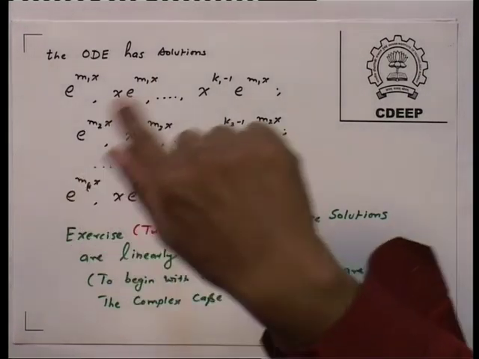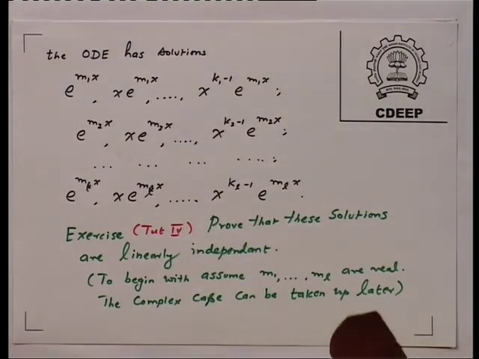How many solutions have been displayed here? N of them. And as an exercise for you, show that this is a complete list of solutions of the homogeneous equation. So, I have a basis of solutions for the homogeneous linear ODE, correct? So, that is an exercise for you.